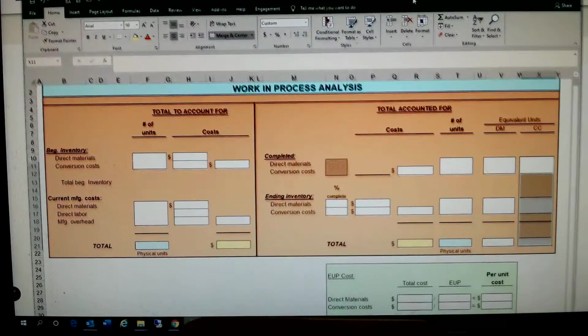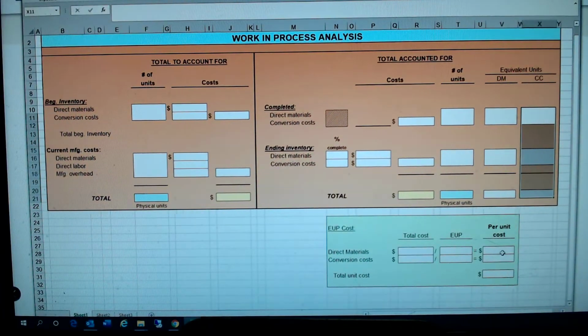Third, compute the cost per equivalent unit. That's simply taking the direct materials in beginning inventory and the direct materials I added this period, adding them up and dividing by the equivalent units of production for direct materials to arrive at the cost per equivalent unit. Same thing for conversion costs.